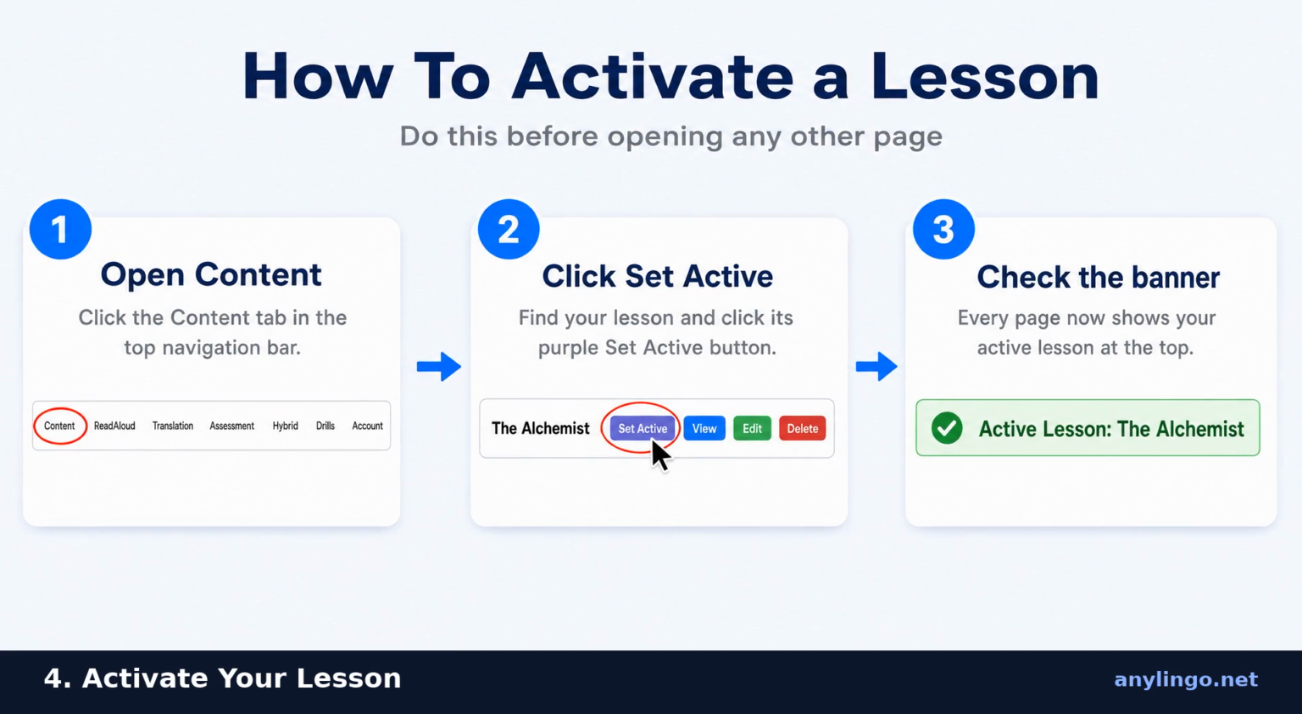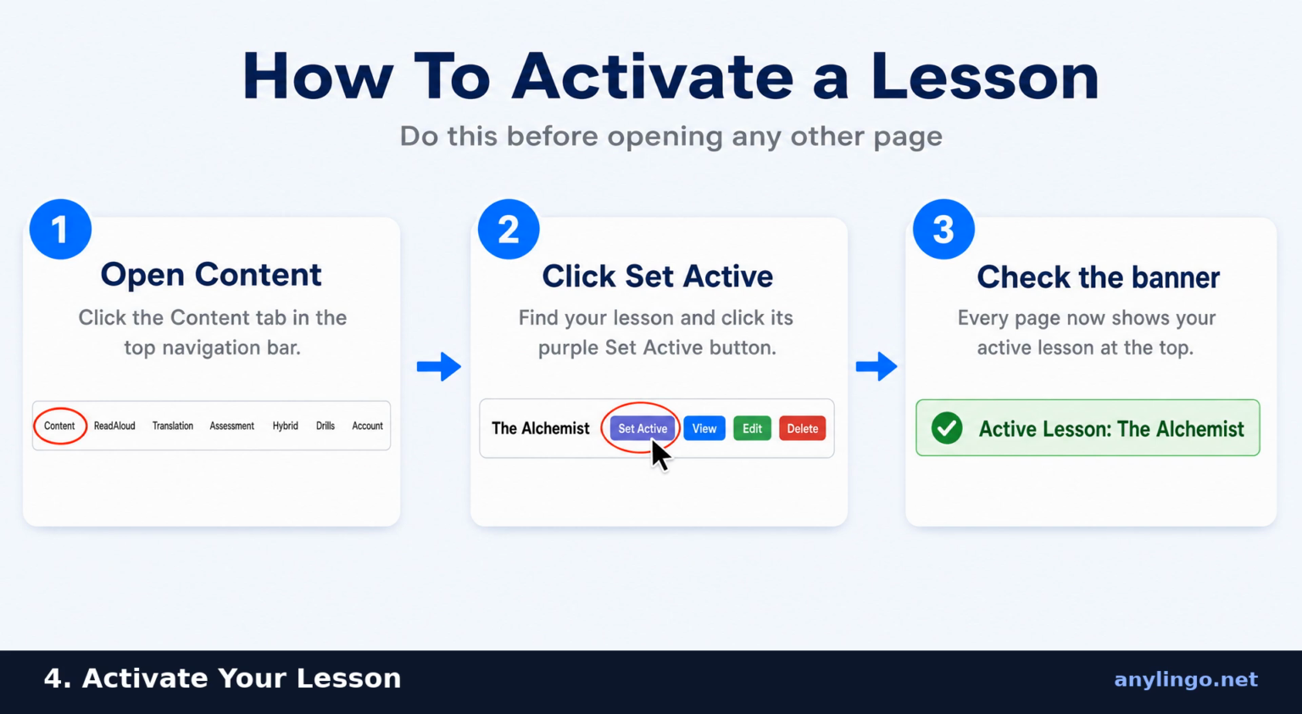Step 3. Confirm it worked. As soon as you click, a green banner appears reading Active Lesson, The Alchemist. That banner is your confirmation. From this moment on, every other page in the app is working on this text. Open Read Aloud, and it generates audio for The Alchemist. Open Translation, and it translates The Alchemist. Open any of the 5 drills or the assessment, and they all pull from The Alchemist.